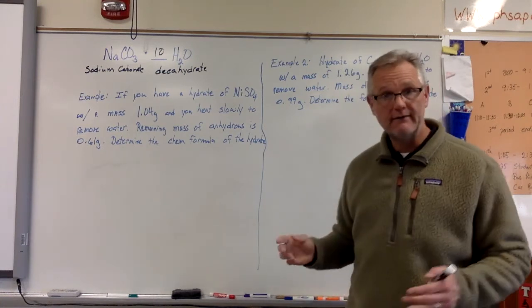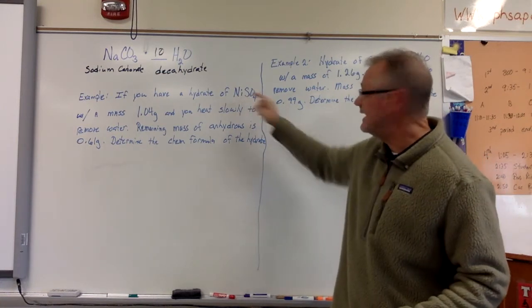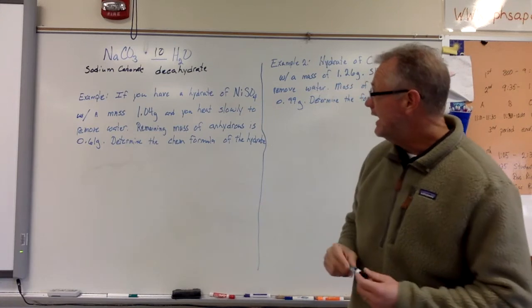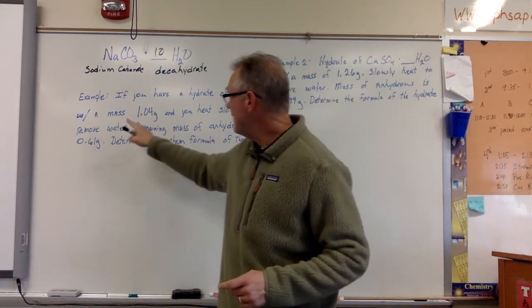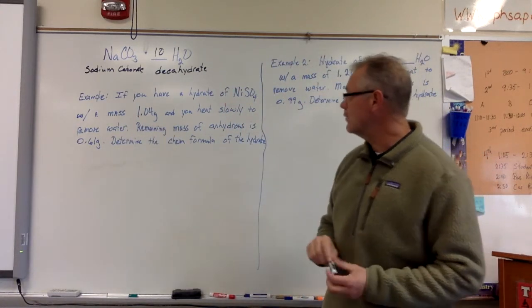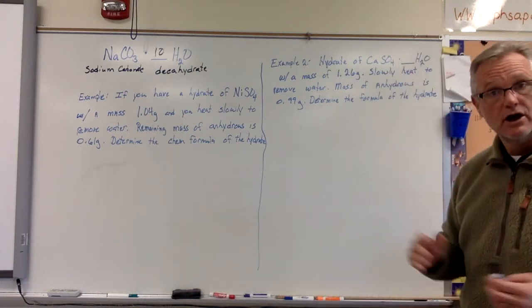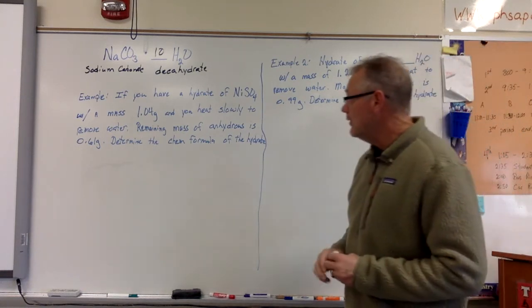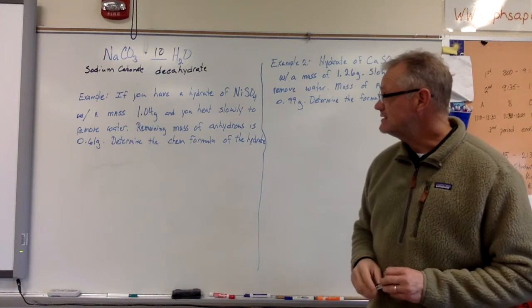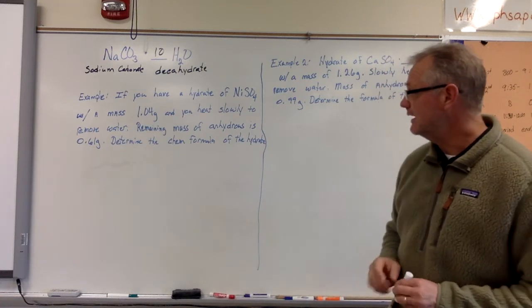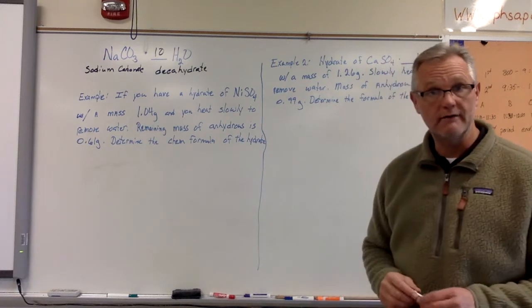It says if you have a hydrate of NiSO4, so it has an original mass of 1.04 grams and you heat it slowly to remove the water. Remaining mass of the anhydrous is 0.61 grams. Determine the chemical formula of the hydrate.